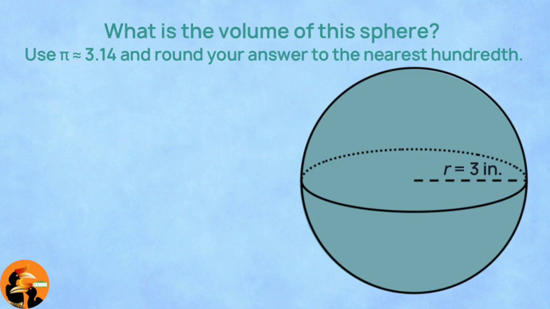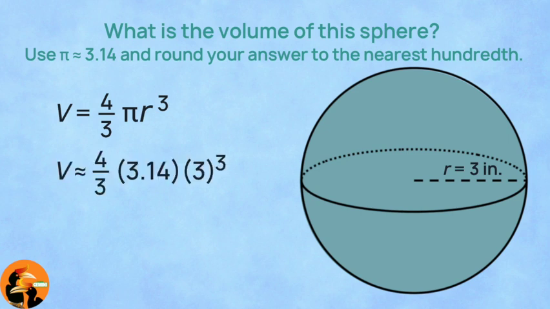In this first example, we are asked to find the volume of a sphere with a given radius of 3 inches. Our first step is to write out the volume formula, V equals 4/3 pi r cubed. Our next step is to substitute the values we know into the formula. We'll use the approximate value of 3.14 for pi and 3 for our radius. Notice that we have changed the equal sign to this symbol to show that our calculation is an approximation.